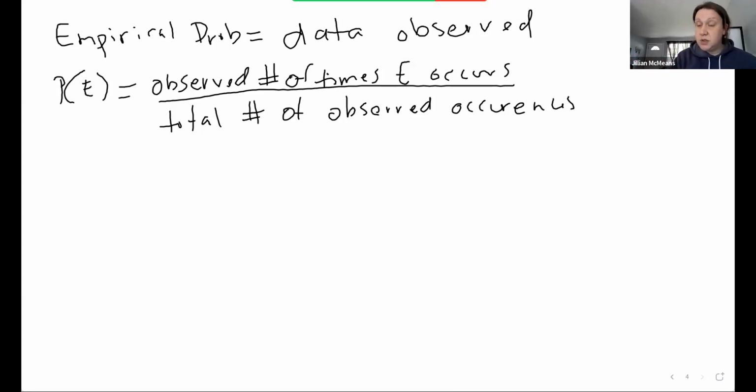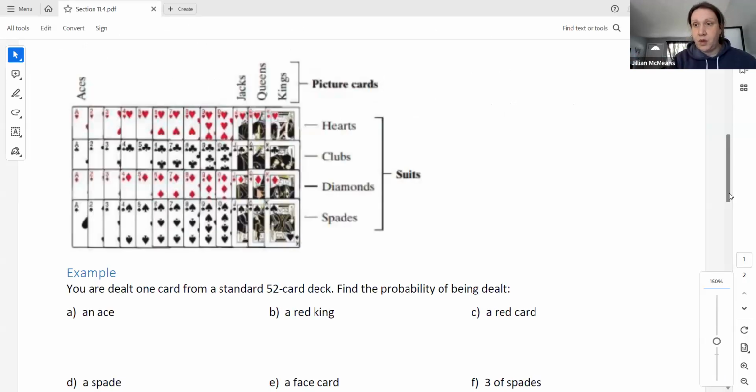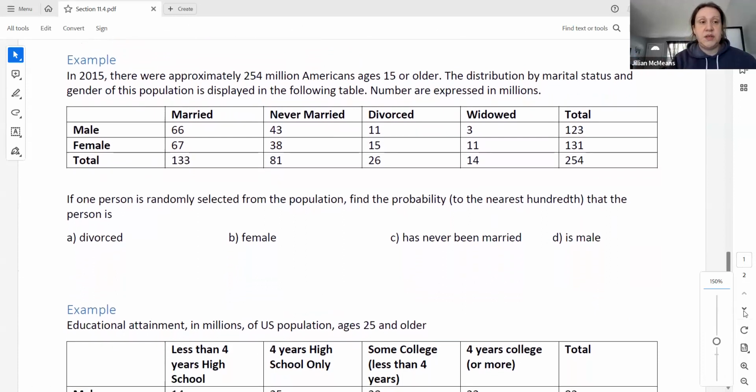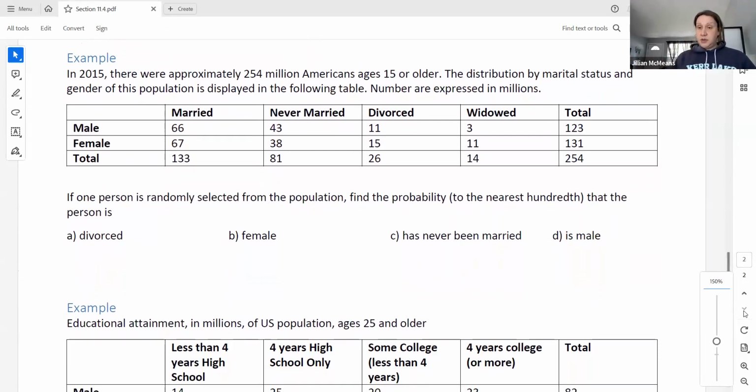Okay. So the first thing I want to do is go and look at this particular table. So here we are. It says again, in 2015, there were approximately 254 million adults. I want to make note of that. This is the big total. That's everything. That's the 254 million Americans ages 15 or older. The distribution by marital status and gender of this population is displayed in this table. So you've got it broken down male, female.